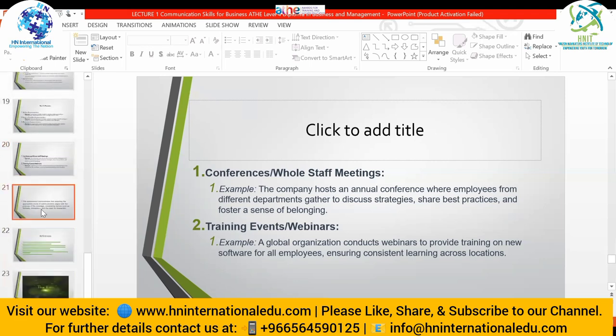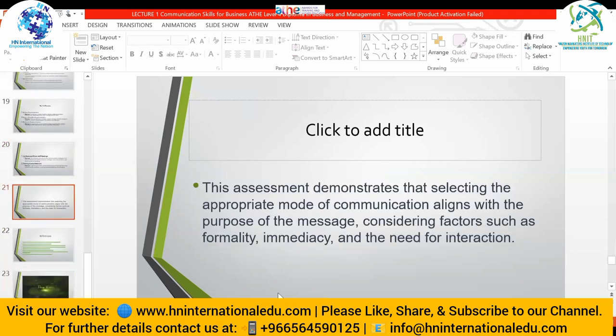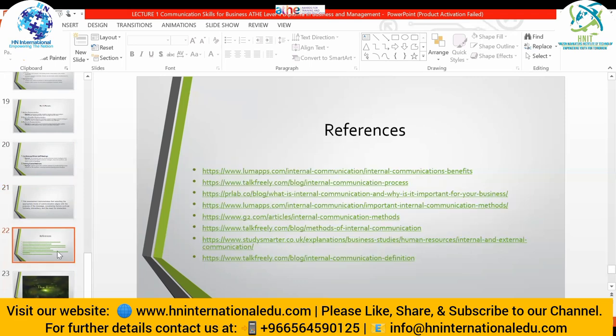And in the end, that's the conclusion. This assessment demonstrates that selecting the appropriate mode of communication aligns with the purpose of the message, considering factors such as formality, immediacy, and the need for interaction. That's it. Did you understand assessment criteria 1.2 well? These are the references through which you can even take help, plus the lecture is made from these references.